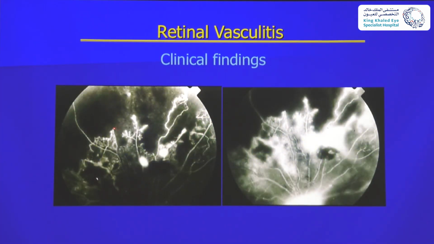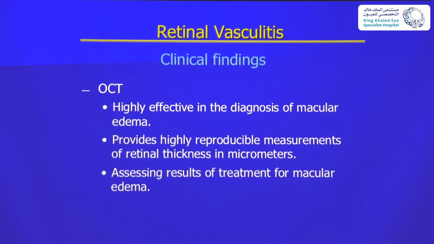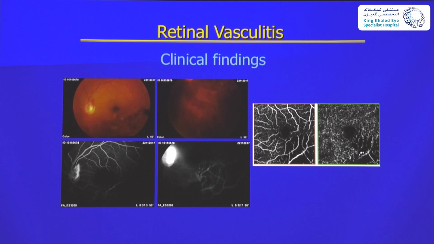So like this patient, this is occlusive tuberculous vasculitis with severe ischemia in the periphery with already new vessels. So this patient, you need scattered laser applied to the ischemic retina in addition to medical treatment. The OCT is highly effective to diagnose macular edema. And the angiography, like this patient with ischemic vasculitis, OCT angiography can allow us to see the areas of ischemia.